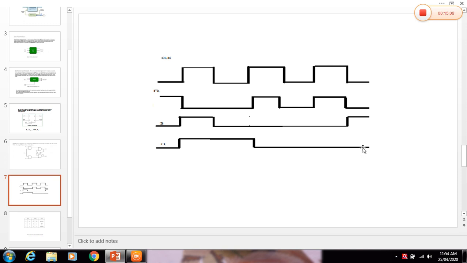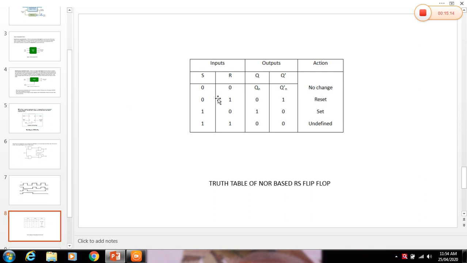So after discussing this whole procedure, we come to the conclusion that this procedure will only be considered whenever the clock pulse is high.